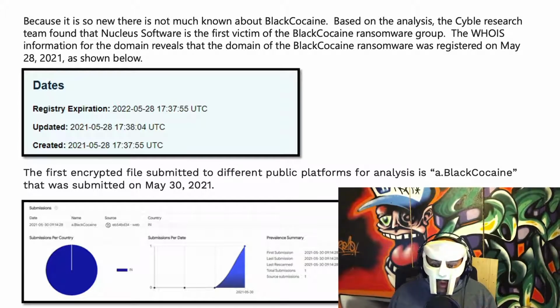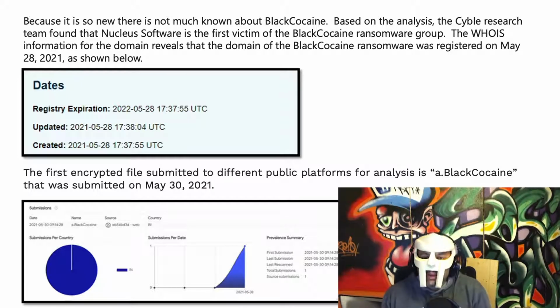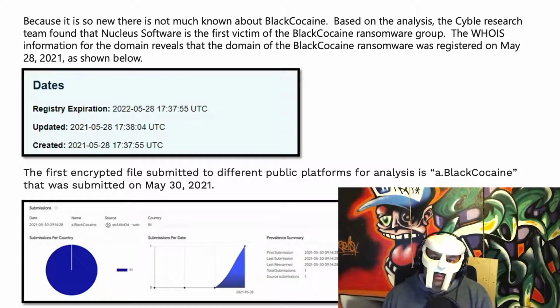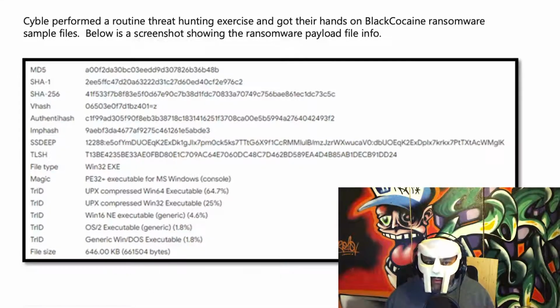So within 2 days, they registered a domain, which is essentially their command and control center, where the infected systems would most likely be contacting and generating the encryption keys and passing them on somewhere else. And then May 30, two days later, is when the first files were submitted for analysis. That's very fast. That's moving very fast.